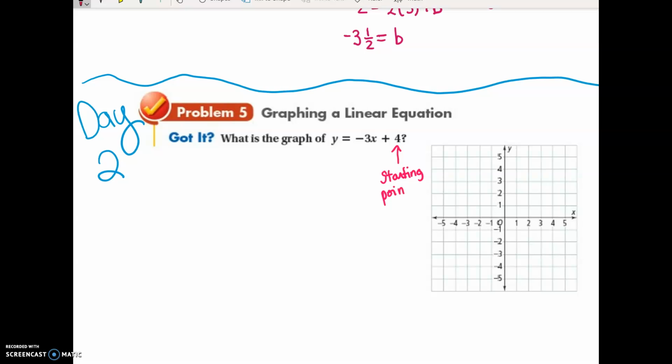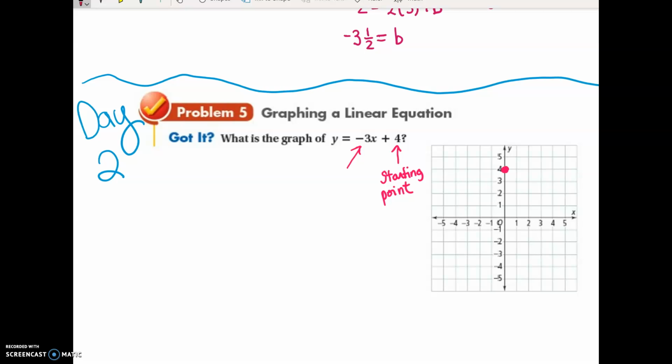So when you graph, for example, I can see we're starting at 4. So on my graph here, I would go up to 4 and make a dot. And then I would also need to look at my slope. This slope tells me my rise over my run.